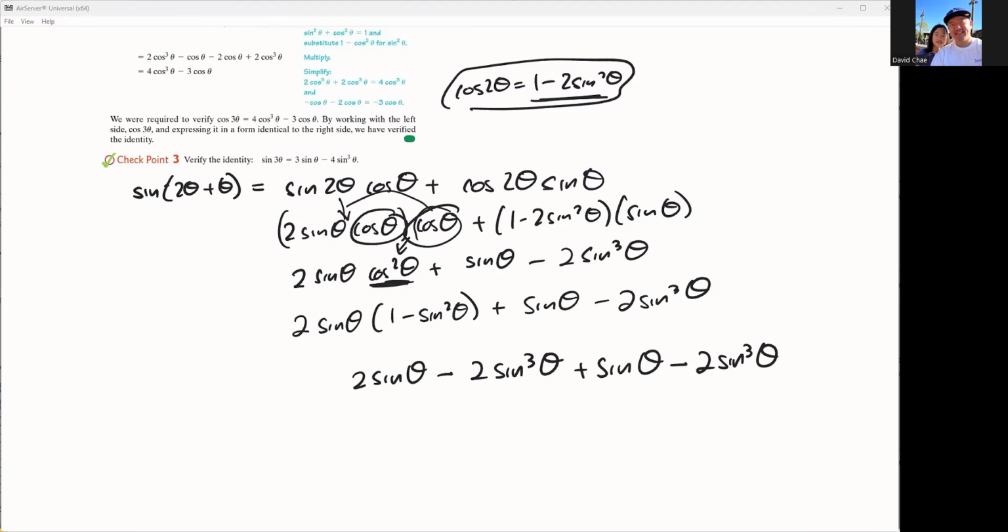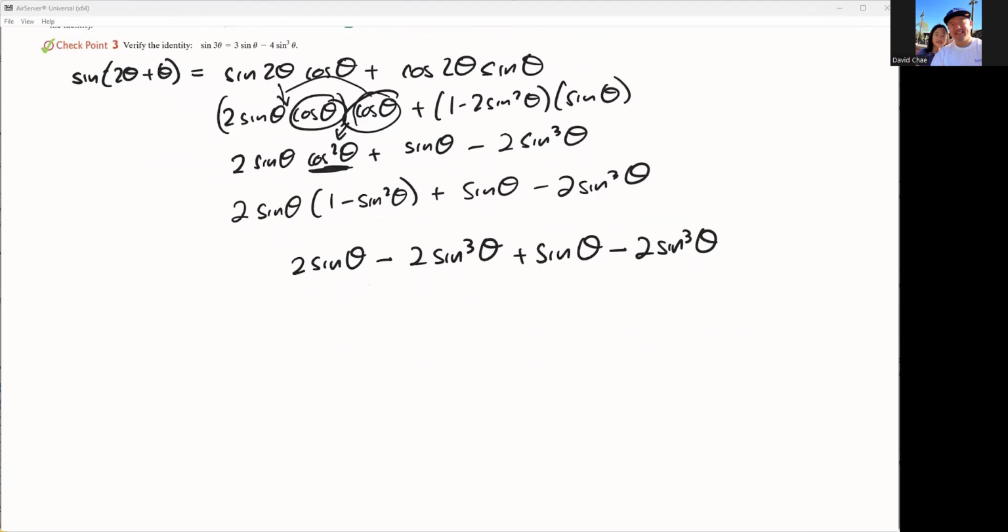Are we good? All right. Now we combine like terms. This and this equal what? 3 sine theta. You're just adding, so there's no squared there, right? It's like 2x plus x is 3x, right? So pretend that sine theta is just like a variable kind of thing. And then what? Minus 4 sine cube theta. And you've proven the identity here.